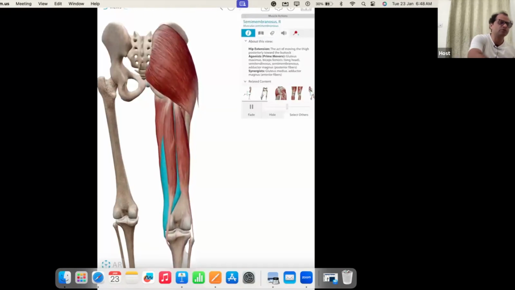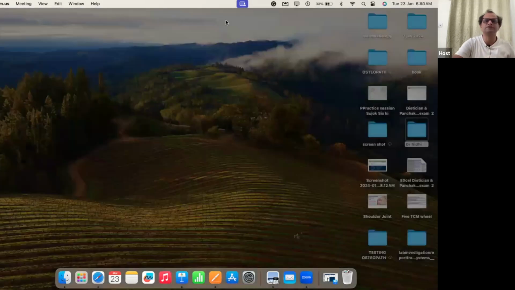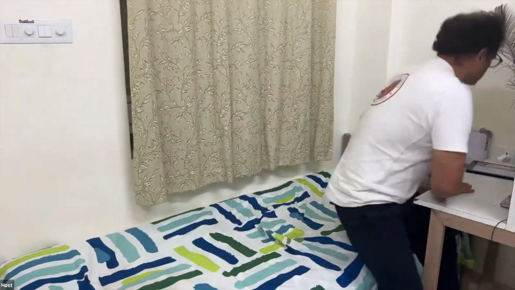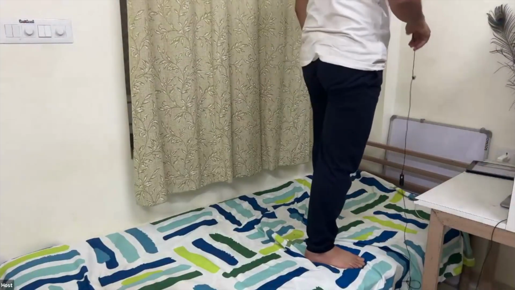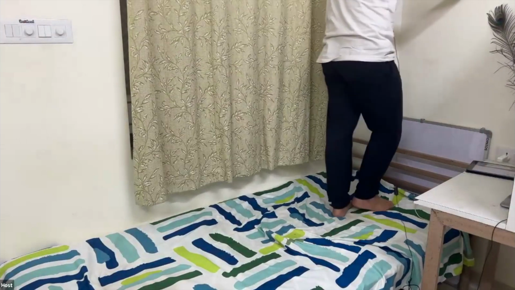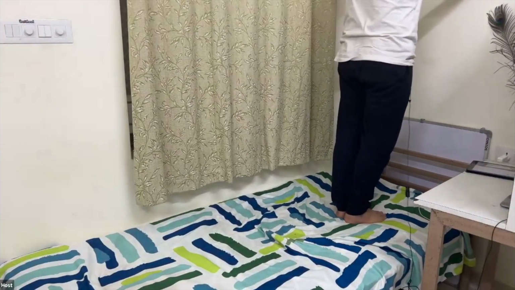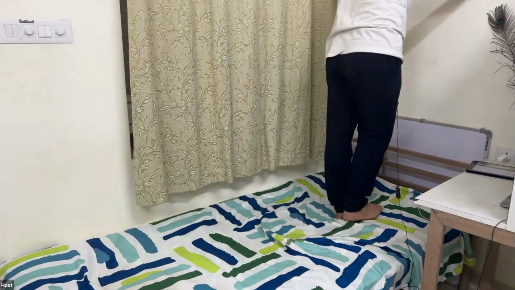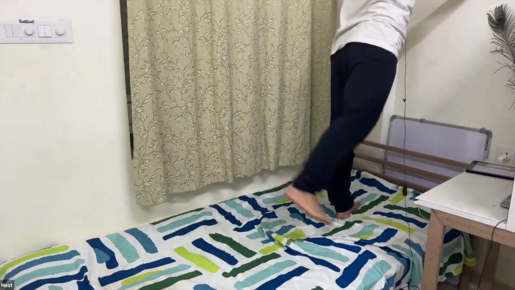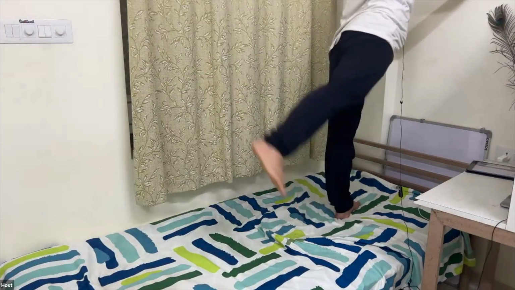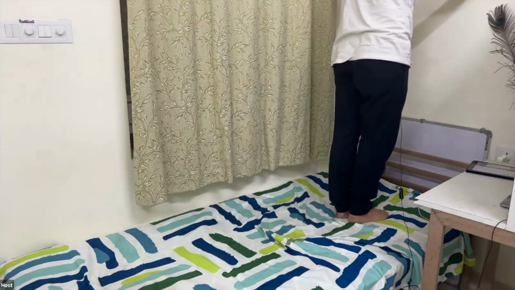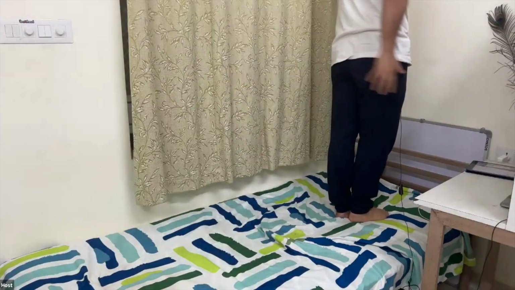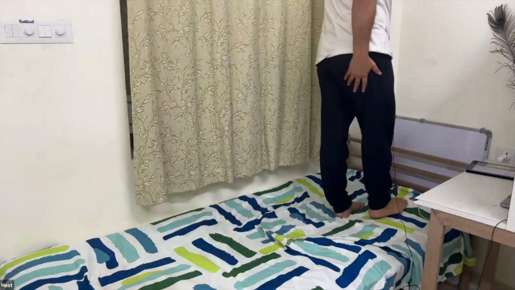Now let's do the movement of extension. We can also do it in the standing position, holding the wall or some object. Now start. 1, 2, 10 times. 3, 4, 5, gluteus maximus. 6, hamstring.